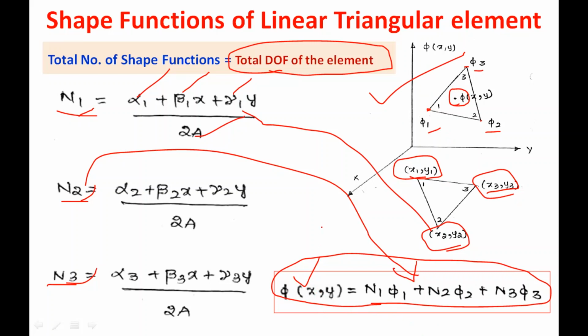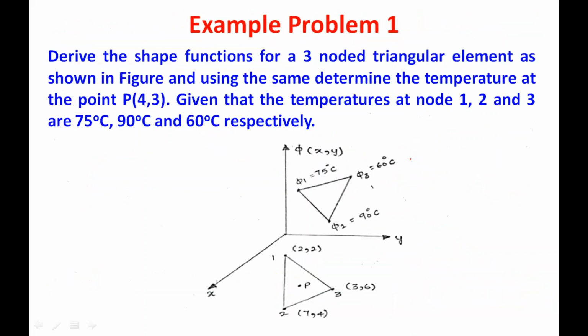Now we will solve some simple examples of how to determine the temperature or pressure inside a triangular element. This element is called a two-dimensional linear triangular element or three-noded linear triangular element, because for defining the field variable we used a bilinear polynomial trial function. That is why it is called a linear triangular element. Let us see some simple example problems.